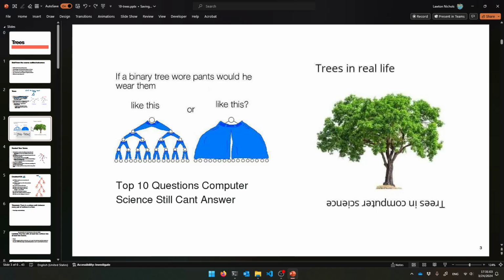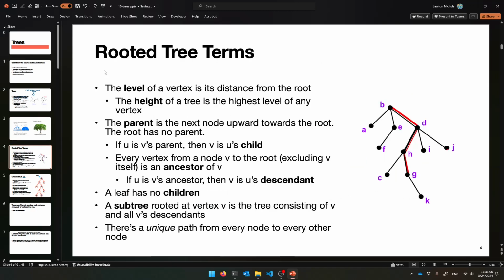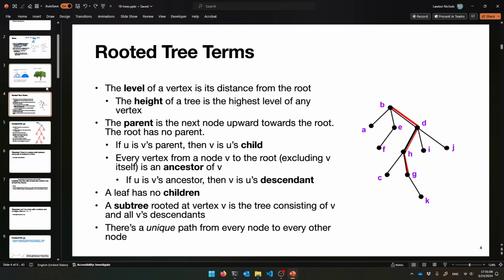And let us continue. So yeah, let's talk about trees with roots because those are the ones we care most about in this class and just in computer science in general. There's usually a starting point for us a lot of the time when we have trees. So let's talk about levels. The level of a vertex is its distance from the root.